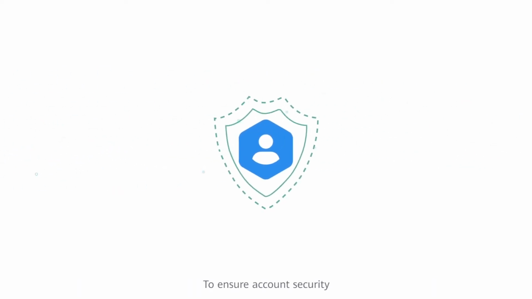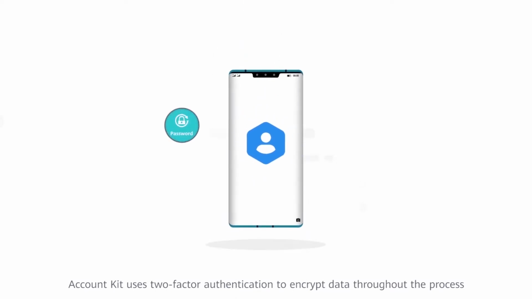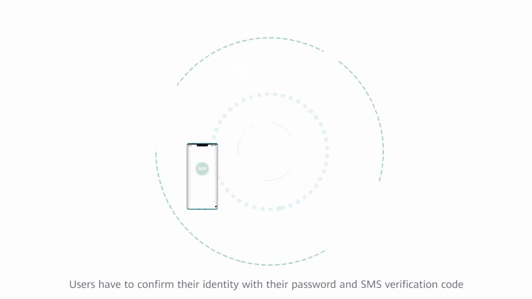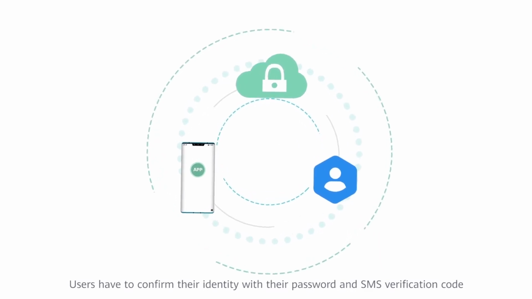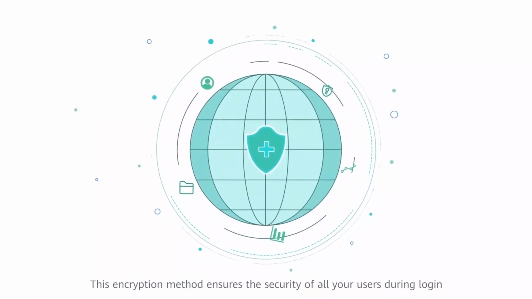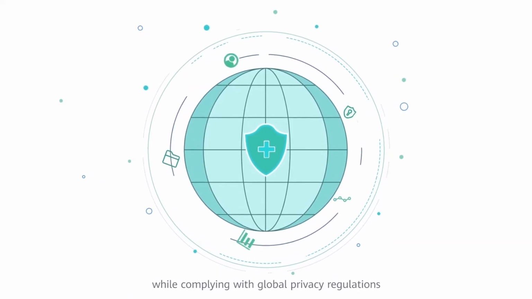To ensure account security, Account Kit uses two-factor authentication to encrypt data throughout the process. Users have to confirm their identity with their password and SMS verification code. This encryption method ensures the security of all your users during login while complying with global privacy regulations.